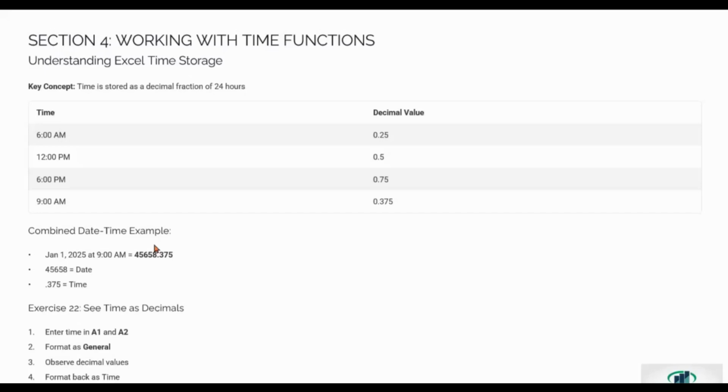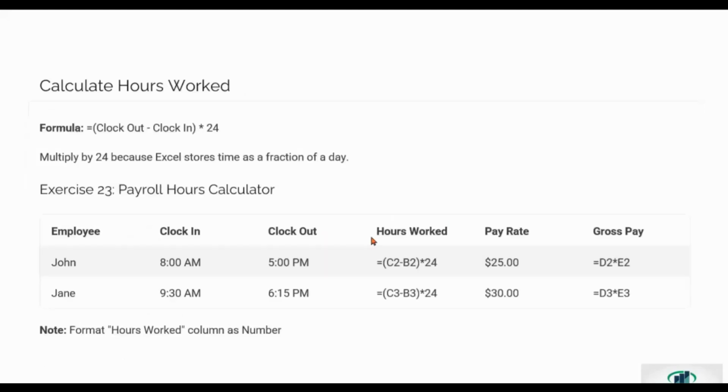If you look at this date here, we have 45,658.375. It means that this part is the date, and this part is the time. We have the date part and we have the time part. So anything after the decimal is what represents time. That is how Excel represents it. Time is a portion of a day, not a complete day, but a portion of a day. That is time in Microsoft Excel.